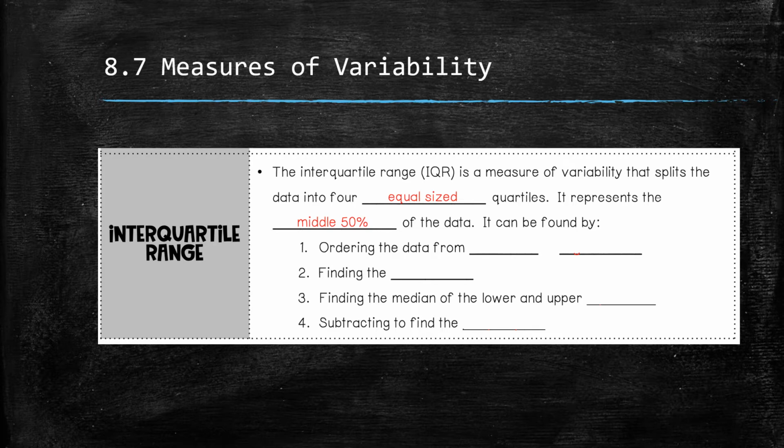So we can find the interquartile range by first ordering the data from least to greatest, finding the median so we split it in half, and then finding the median of the lower and the upper halves. Then we subtract to find the IQR, which is the interquartile range. The interquartile range represents the range of the middle half of the data, and it's another measure of variation, like mean, median, mode.